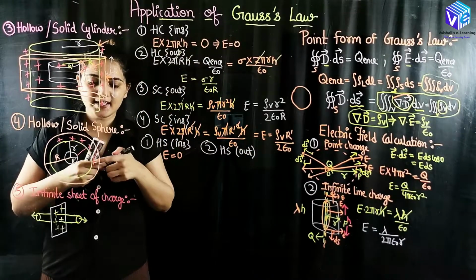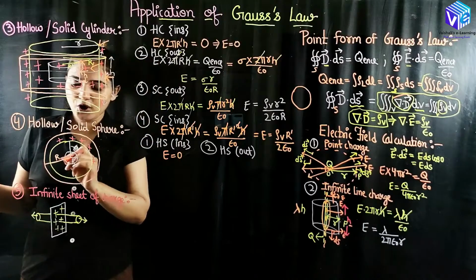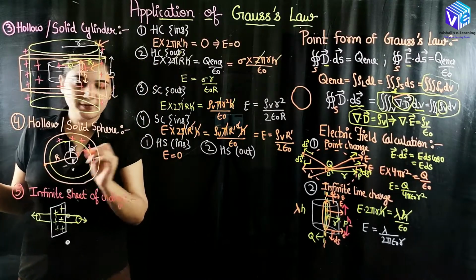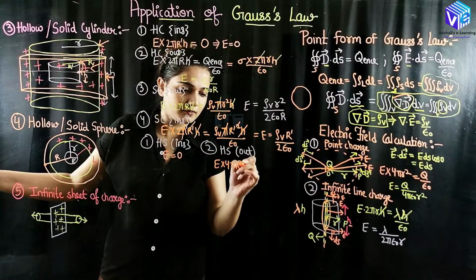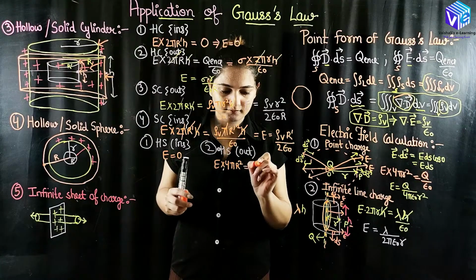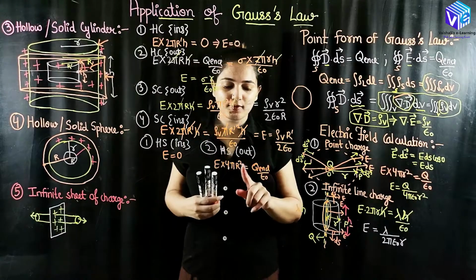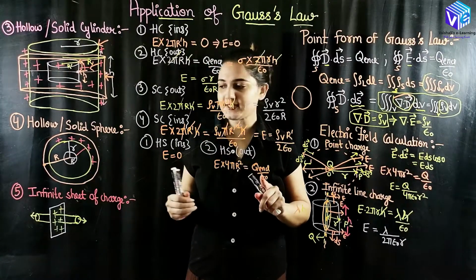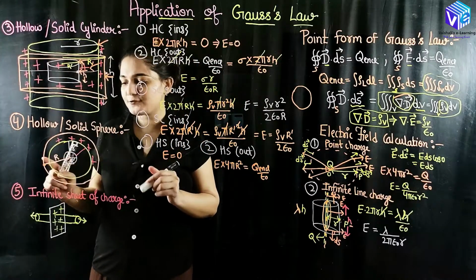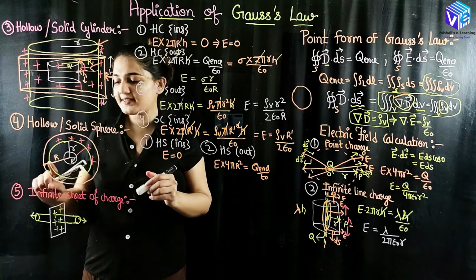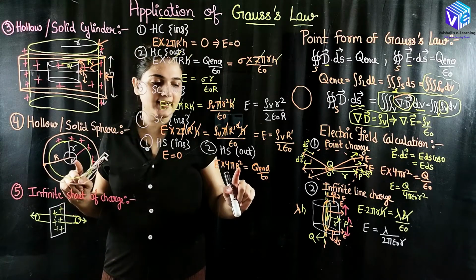I have taken some outside point of the hollow sphere. So at the outside point I have taken the radius to be capital R. So E into 4 pi r square is equal to Q enclosed upon epsilon naught. I have taken the Gaussian surface to be the outside sphere. So outside sphere has the radius capital R, so it will be having the surface area 4 pi capital R square.